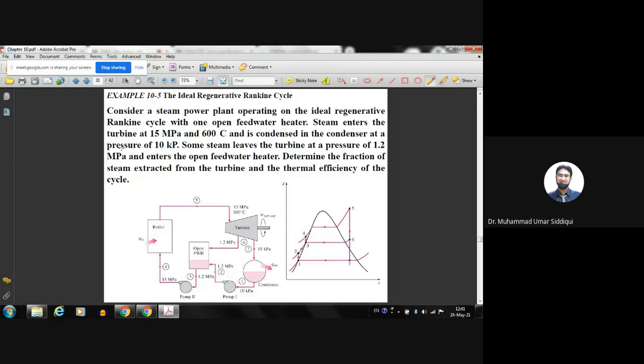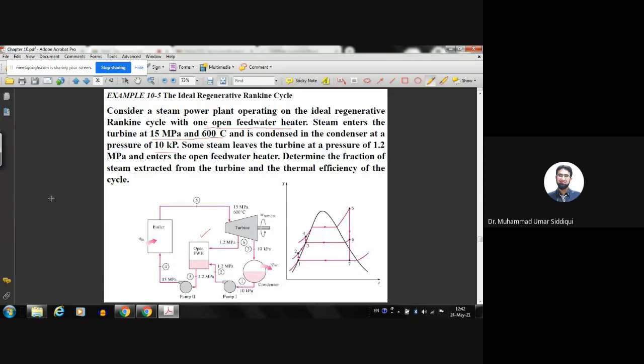So let's try to solve a problem related to the ideal regenerative Rankine cycle. Consider a steam power plant operating on the ideal regenerative Rankine cycle with one open feed water heater. Steam enters the turbine at 15 megapascal and 600 degrees centigrade and is condensed in a condenser at a pressure of 10 kilopascal. Some steam leaves the turbine at a pressure of 1.2 megapascal and enters the open feed water heater. Determine the fraction of steam extracted from the turbine and the thermal efficiency of the cycle.